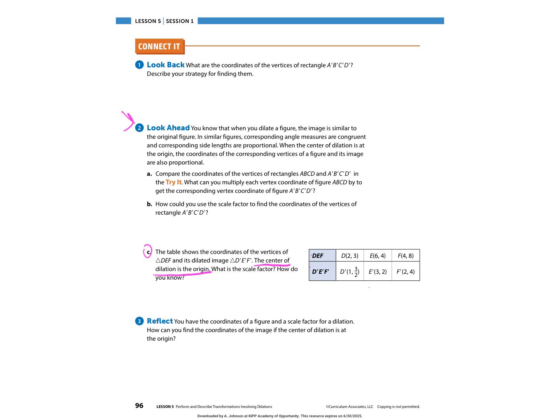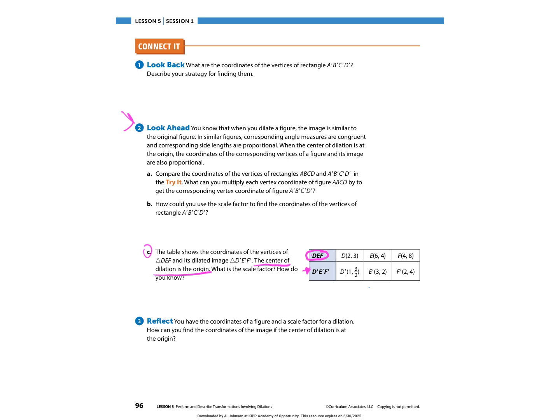That means I can just multiply everything in the pre-image by the scale factor, and it will give me the coordinates for the image. I don't need the shape. I don't need to measure the sides. I just need to know what the coordinates are. And I can just multiply the coordinates by the scale factor. I don't need the side lengths. All right. What's the scale factor?